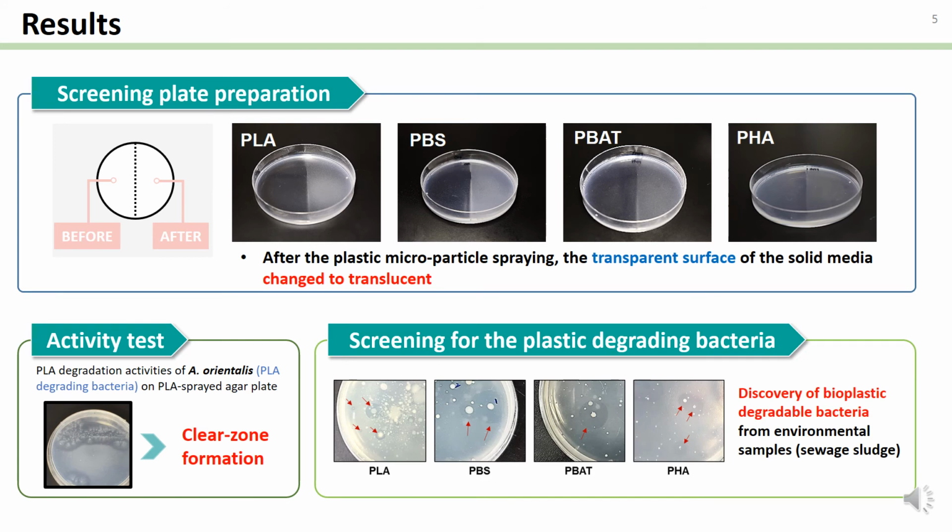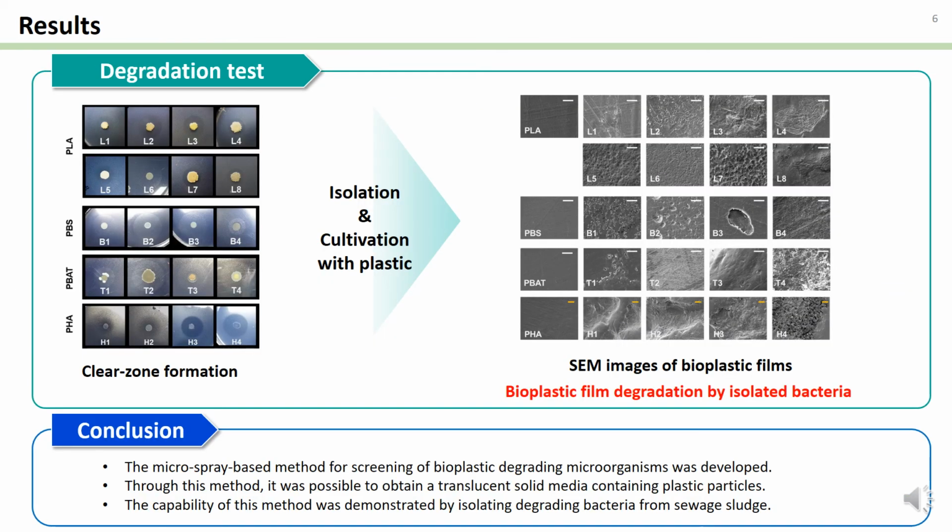To discover bioplastic degrading microorganisms from wide environmental samples, activated sludge samples were inoculated into screening plates. After incubation, it was possible to visually detect clear zones due to the bioplastic degrading activities. We also further investigated the biodegradation of plastic film by isolated bacteria. Isolated bacteria were cultivated with plastic films. After that, pits and crevices were observed on the surface of all the retrieved films.